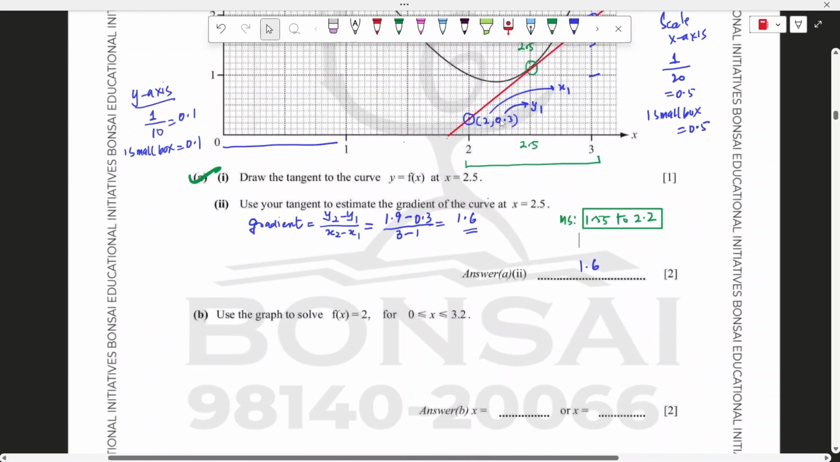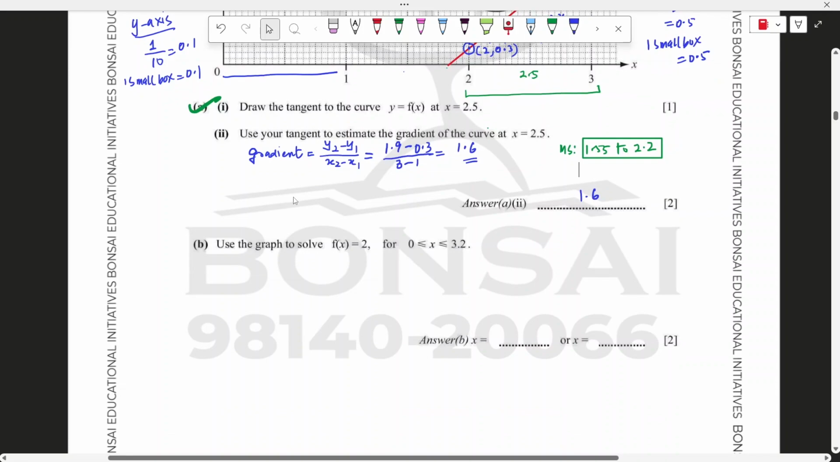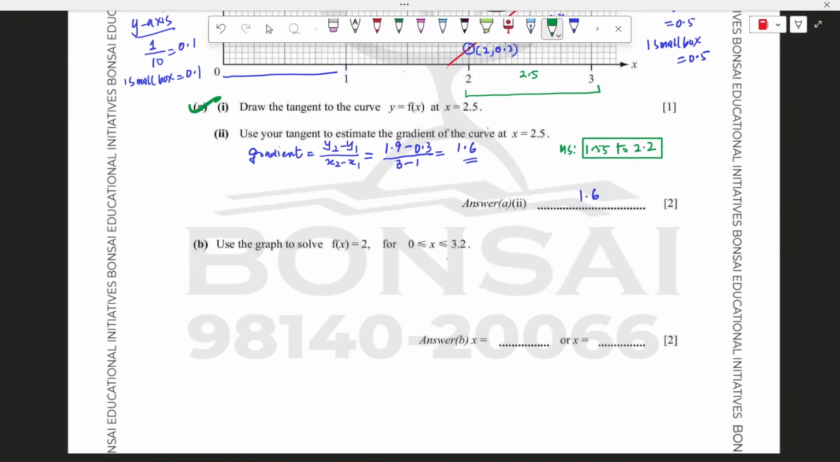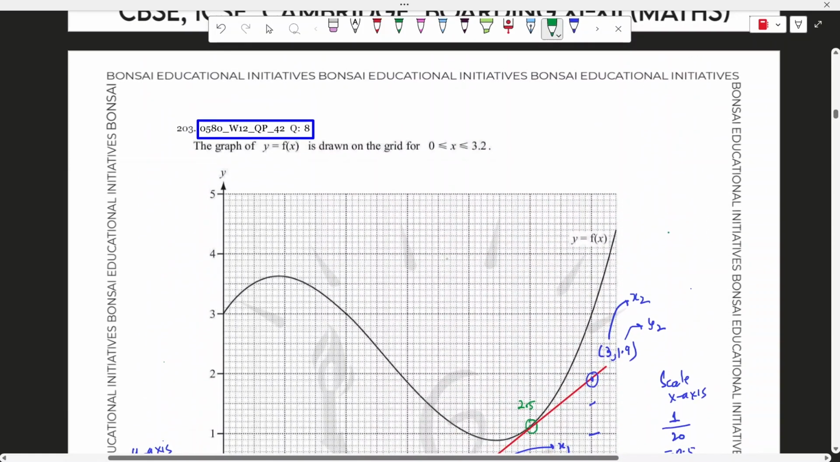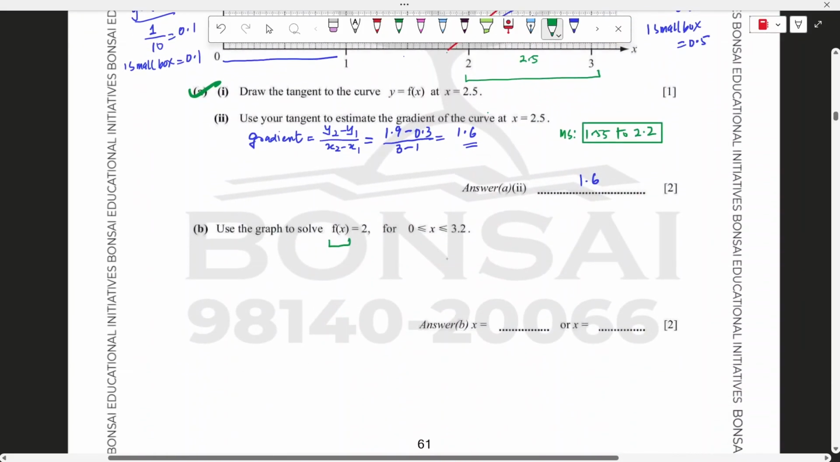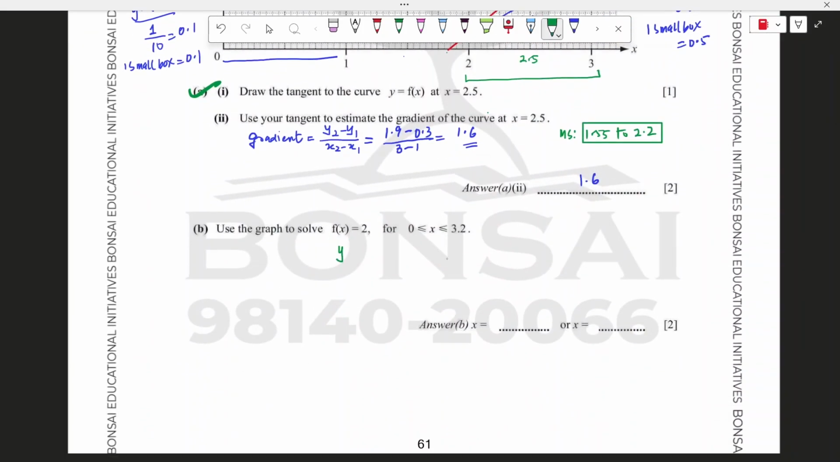Let us find the other question. The B part: use the graph to solve f of x equals 2. So f of x means the graph, and here we have f of x equal to y. So we put f of x equals y, and we have y equals 2. So what is y equals 2 on the Cartesian plane, on the graph? y equals 2 is a horizontal line.